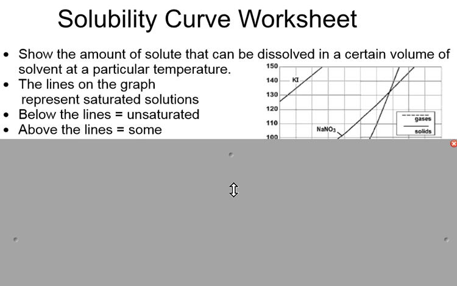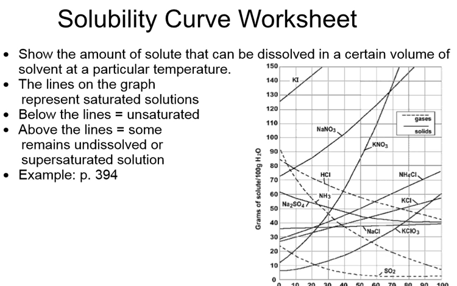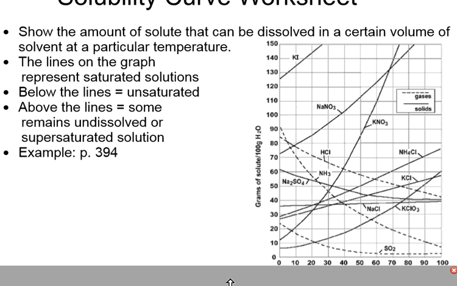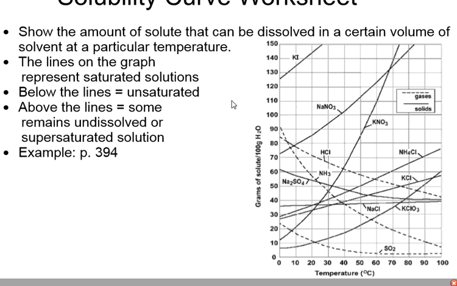So we've got this really cool graph here, which shows a bunch of solubility curves of different salts. The lines on the graph represent the saturated solutions. If you end up with your point below the line, you're unsaturated. If you're above the line, you either have an oversaturated solution where some remains undissolved, or you have a supersaturated solution. If you have your textbook, there's another picture of this graph on page 394, but I'm going to use this picture here to go through a couple of questions with you.